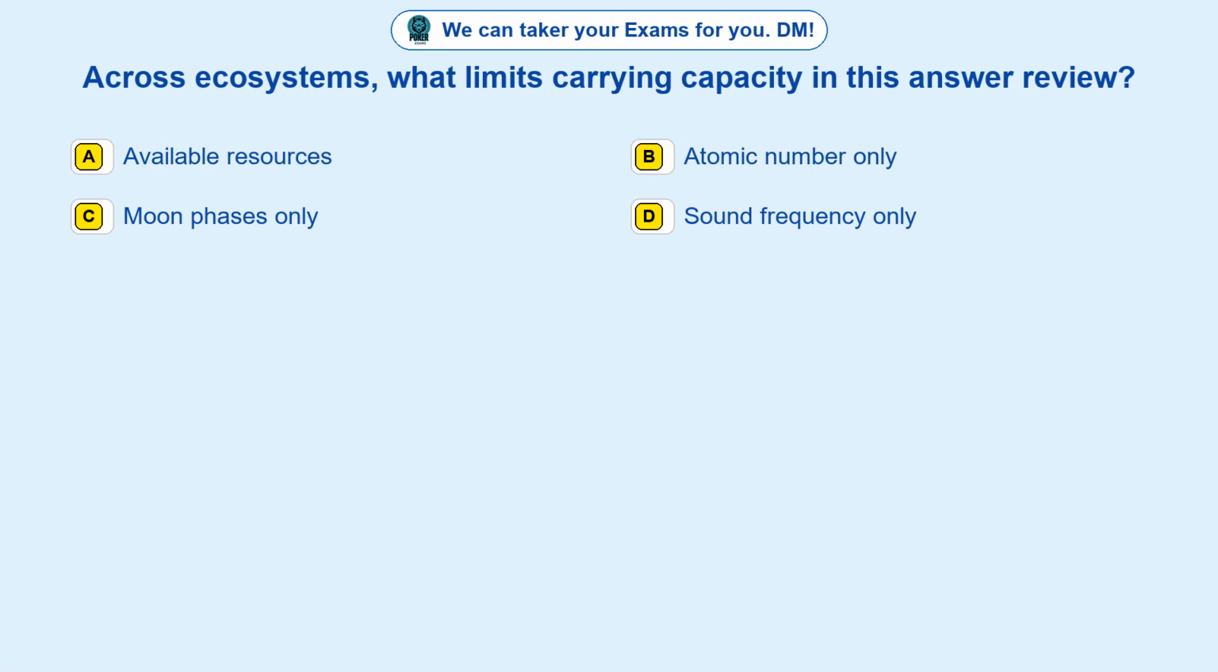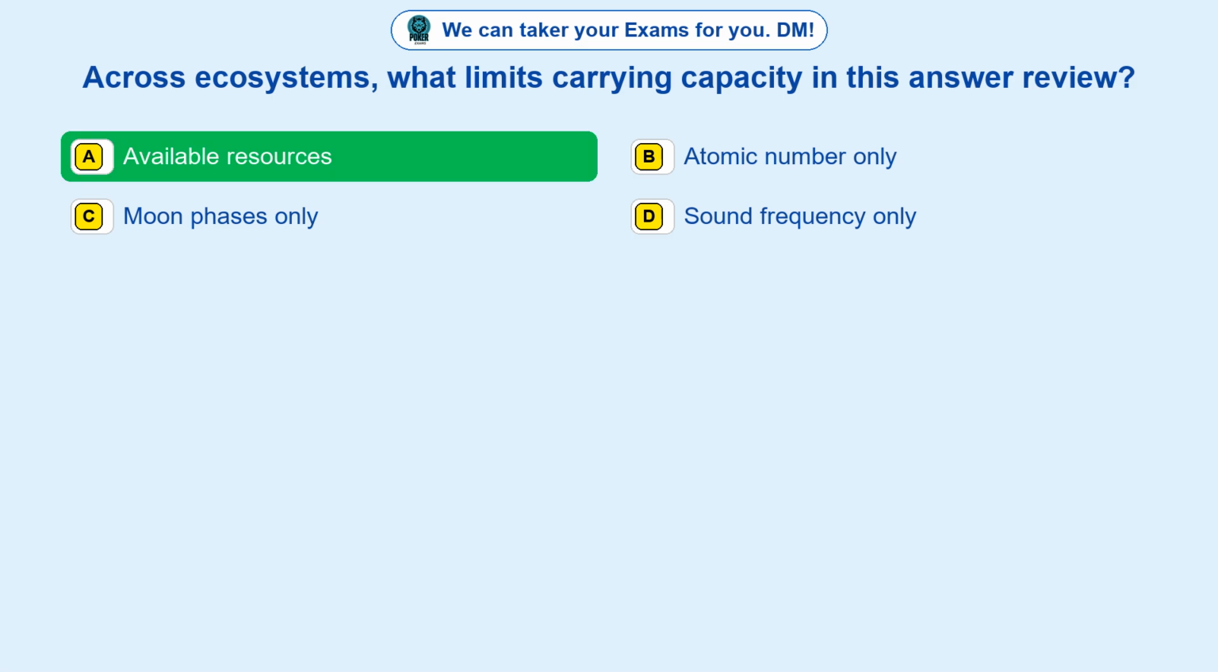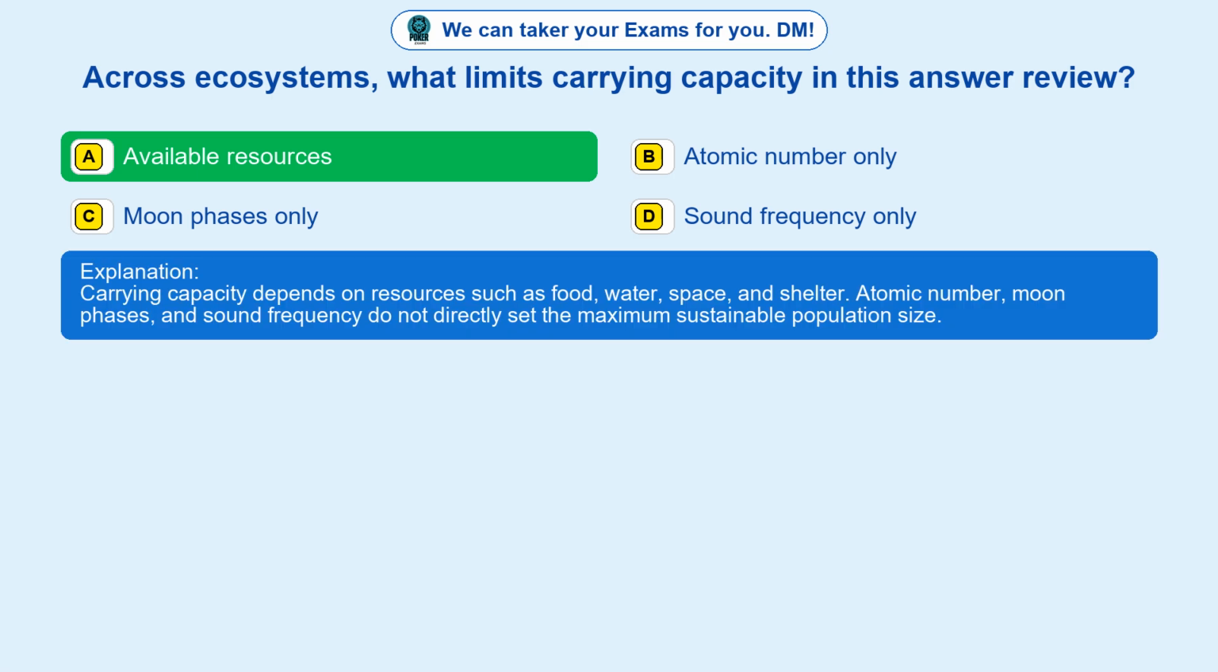Question 29. Across ecosystems, what limits carrying capacity in this answer review? Option A, available resources. Option B, atomic number only. Option C, moon phases only. Option D, sound frequency only. The correct answer is option A. Available resources. Carrying capacity depends on resources such as food, water, space, and shelter. Atomic number, moon phases, and sound frequency do not directly set the maximum sustainable population size.